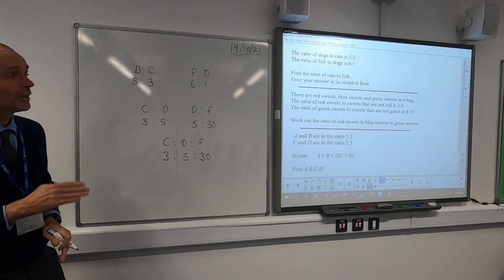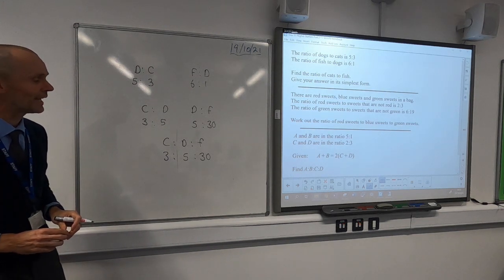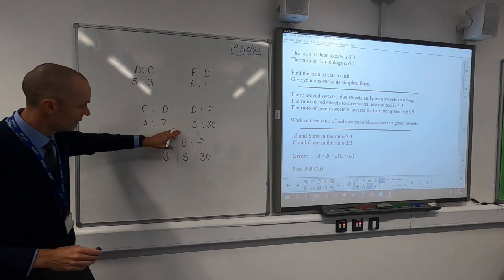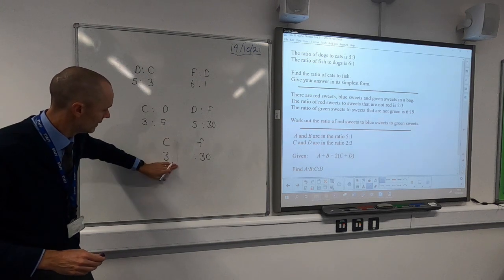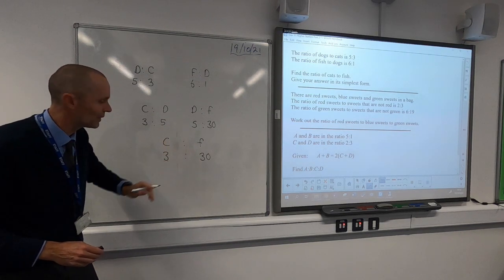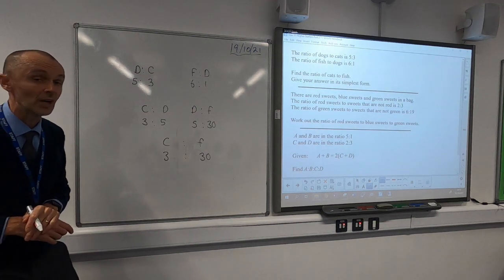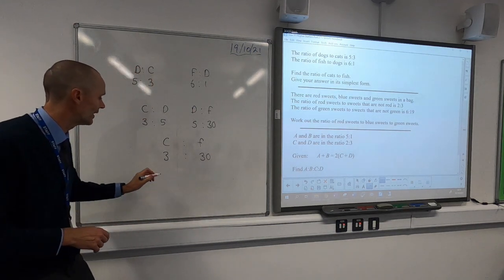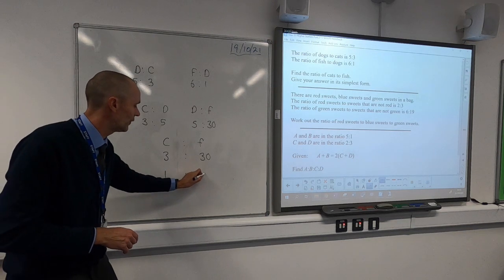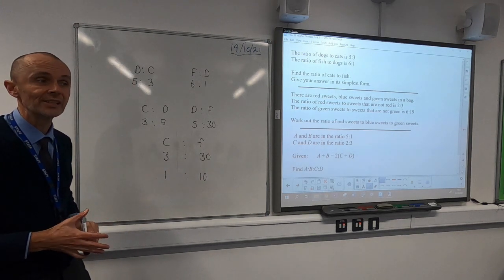Now then, the question says, what's the ratio of cats to fish? Which is a bit of a nasty trick, isn't it? Because if you just take the dog number out, you've got a ratio that you can simplify. I couldn't simplify it when the dog number was in there, so the final answer to that one is 1 to 10.